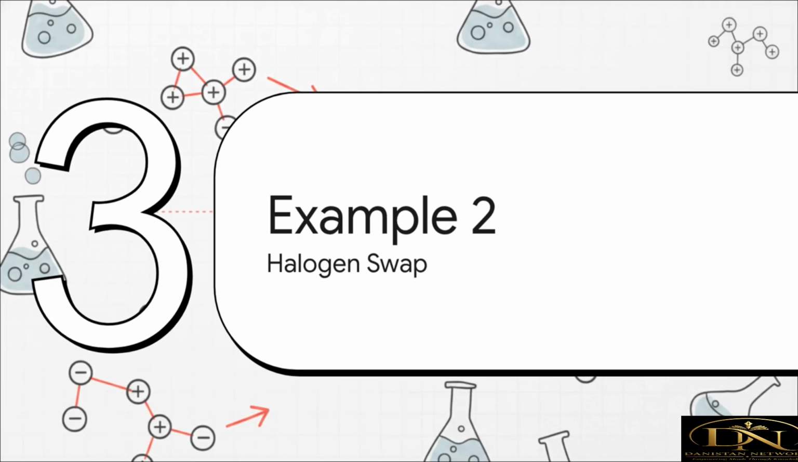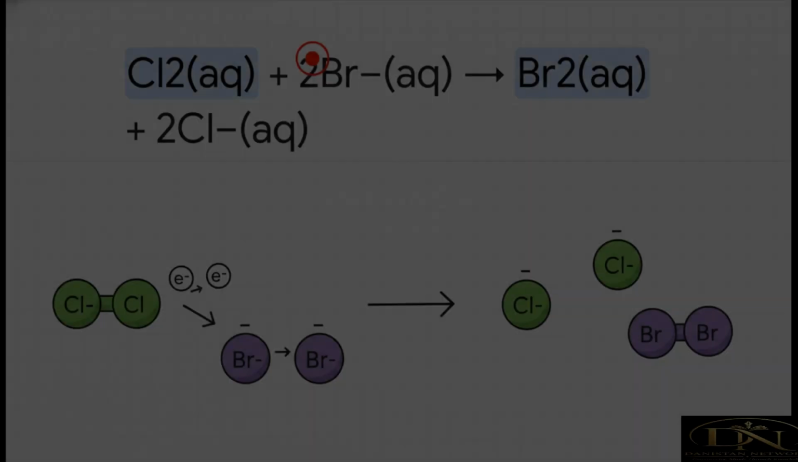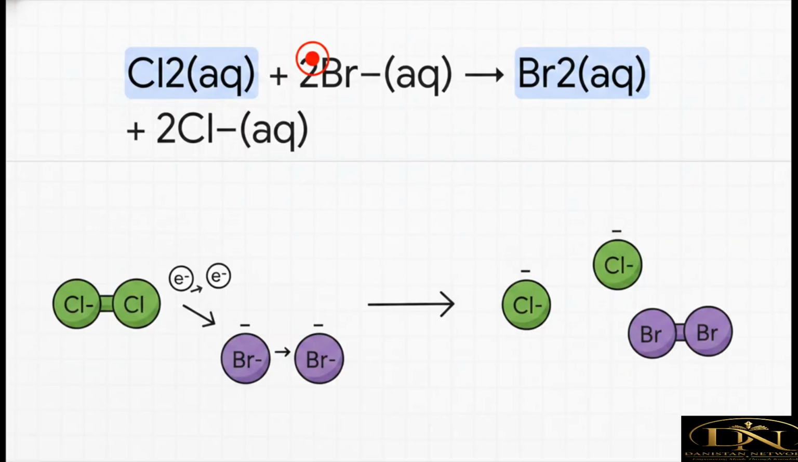This time, we're looking at a reaction between aqueous chlorine and potassium bromide. So again, we're on the hunt for the spectators. And yep, there they are. The potassium ions, the K+, are on both sides of the equation, completely unchanged. They're just there to balance the charge, so we can edit them right out of the picture. And once we remove them, you can see the real chemical trade-off happening.